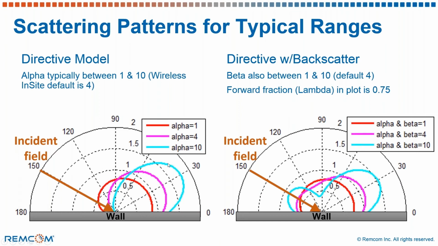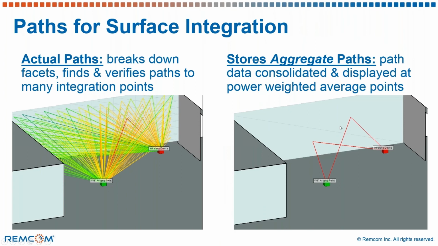Touching a little bit more on those parameters, alpha and beta for the beams, we show some plots here that show just how the pattern changes as you change the alpha and beta parameters. On the left, we have the directive model. As you go from an alpha of 1 in red to 4 in magenta or to 10 in the light blue, you can see it becomes more directive in the forward direction and the beam becomes stronger and narrower. In the backscatter case, we see a similar effect, but if alpha and beta are changed together, as we progress to the higher values, we can clearly start to make out strong forward and backward lobes, and at the lower values, they start to smear together. In this plot, we use the default lambda value from Wireless InSite of 0.75, which indicates that 75% of the power scattered is scattering in the forward direction and 25% in the rear.